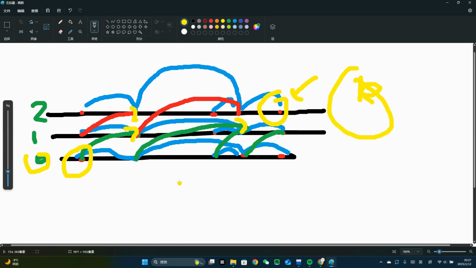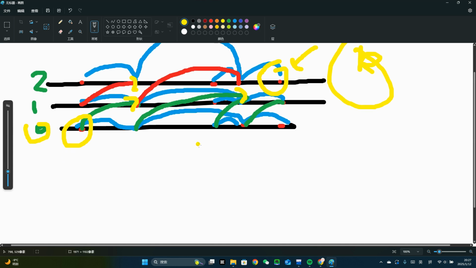We just connect edges, make a graph, and it's just standard Dijkstra. It's actually pretty easy to understand. I actually really like this algorithm of layer graph shortest path because it's just so simple and so easy to understand.